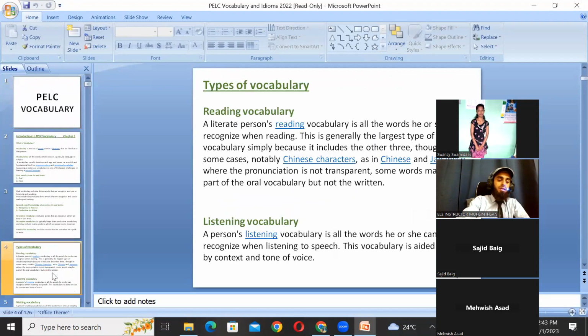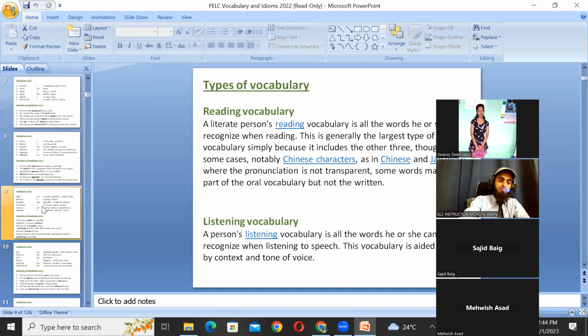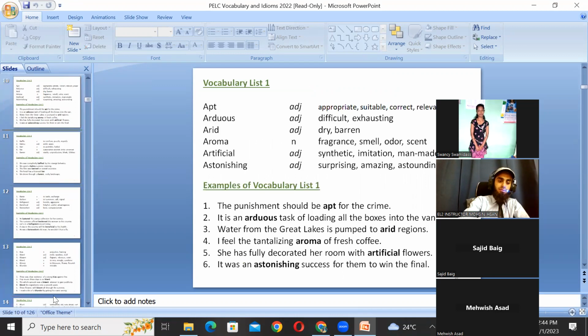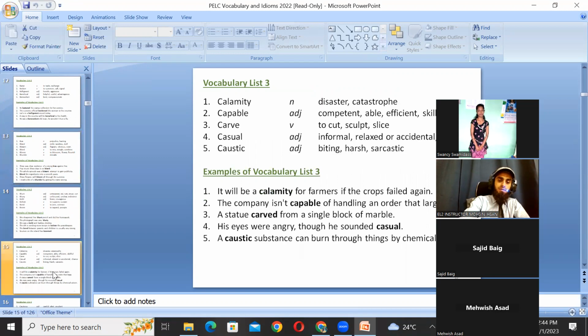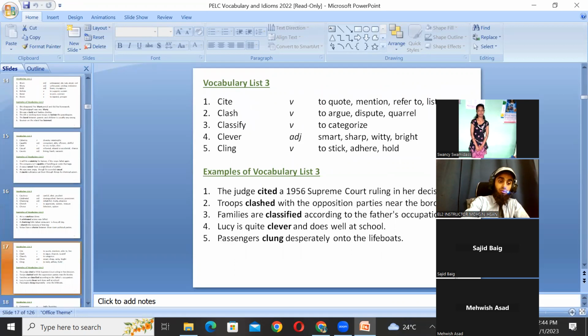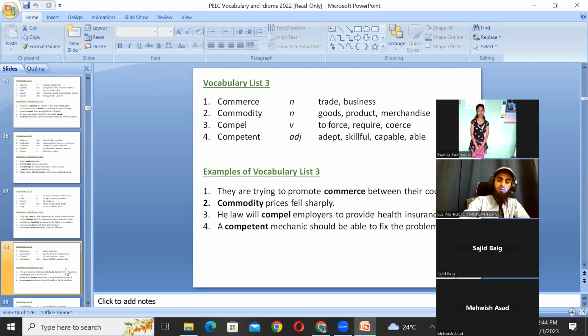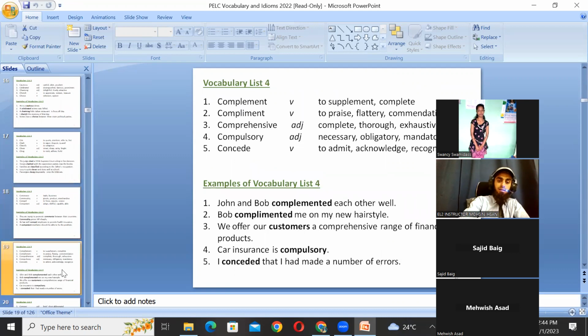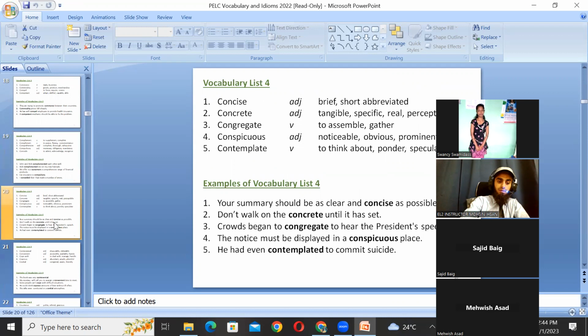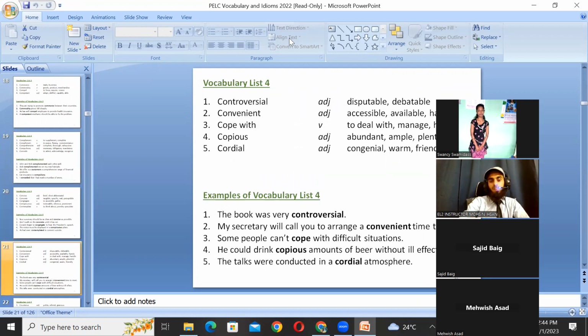What is meant by "controversial"? Controversial. If I say this is a controversial topic, I like it. Controversial means debatable: a debate-related topic on which you can have a debate with someone, like the news or something. Convenient, available.